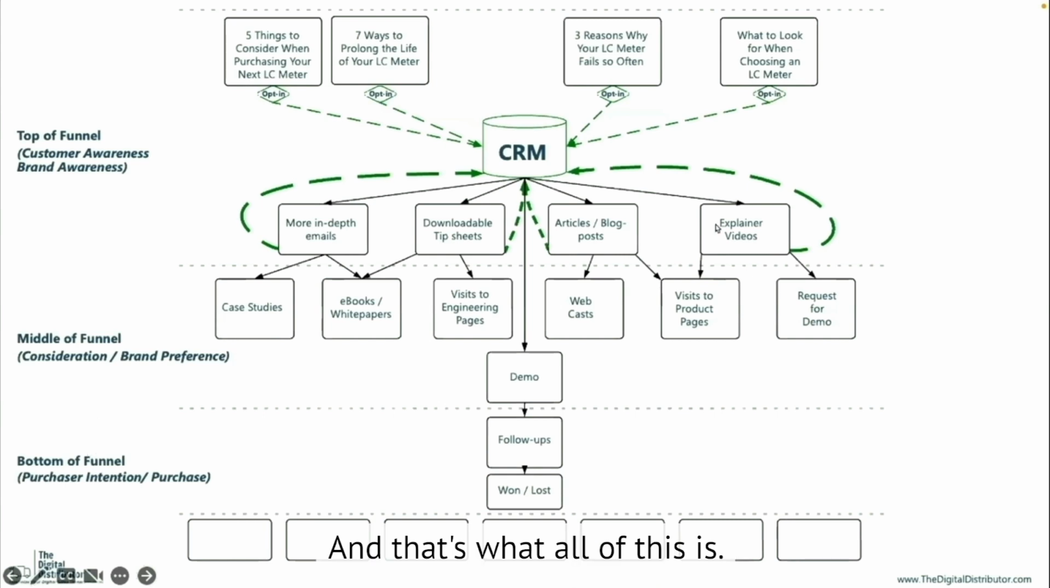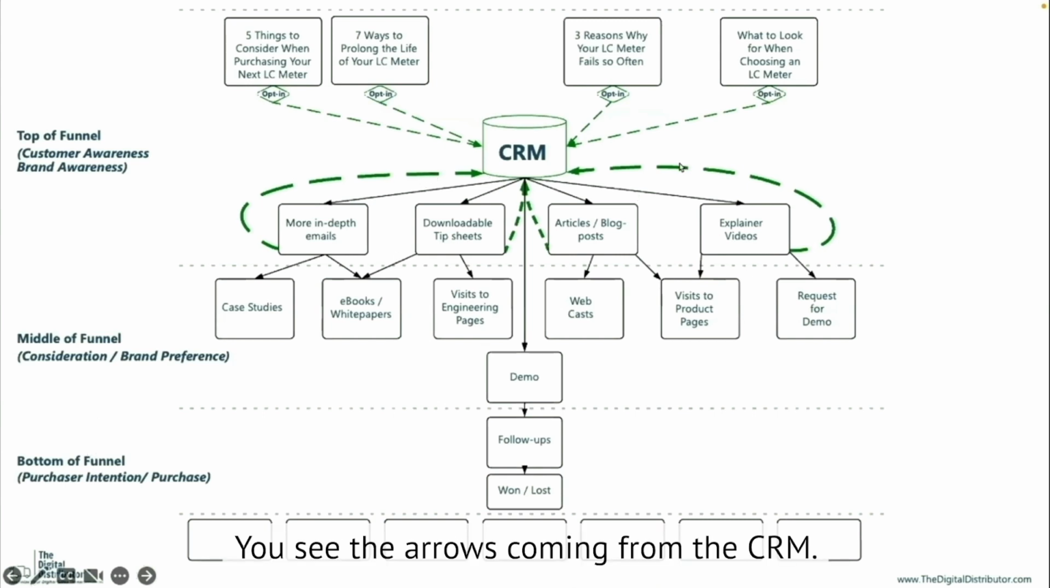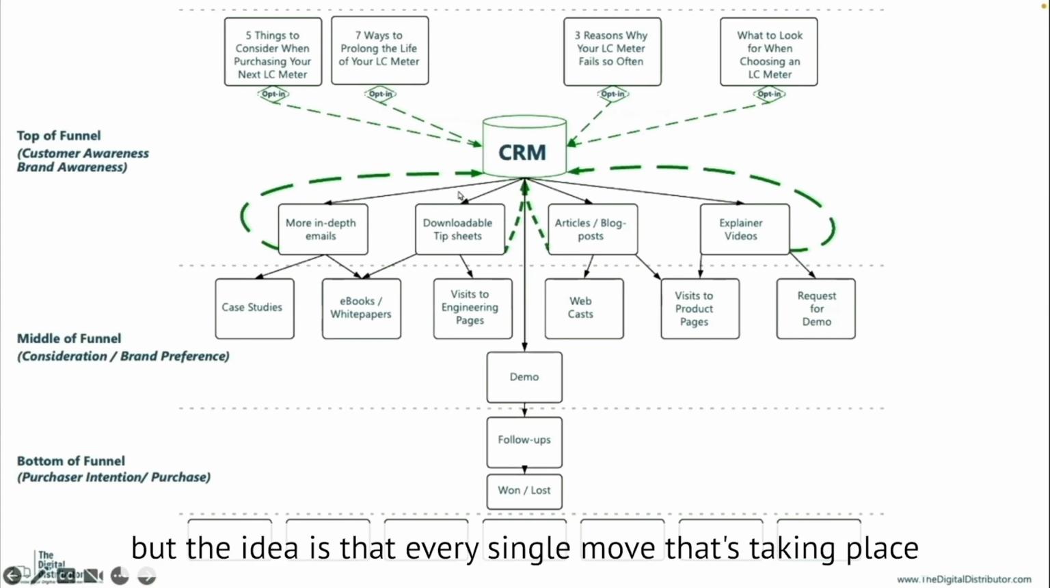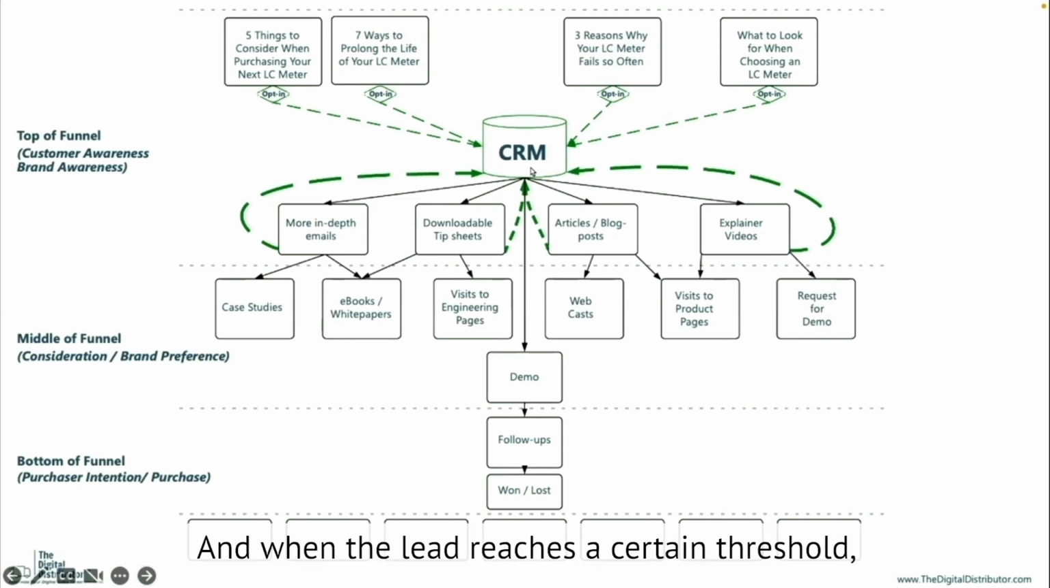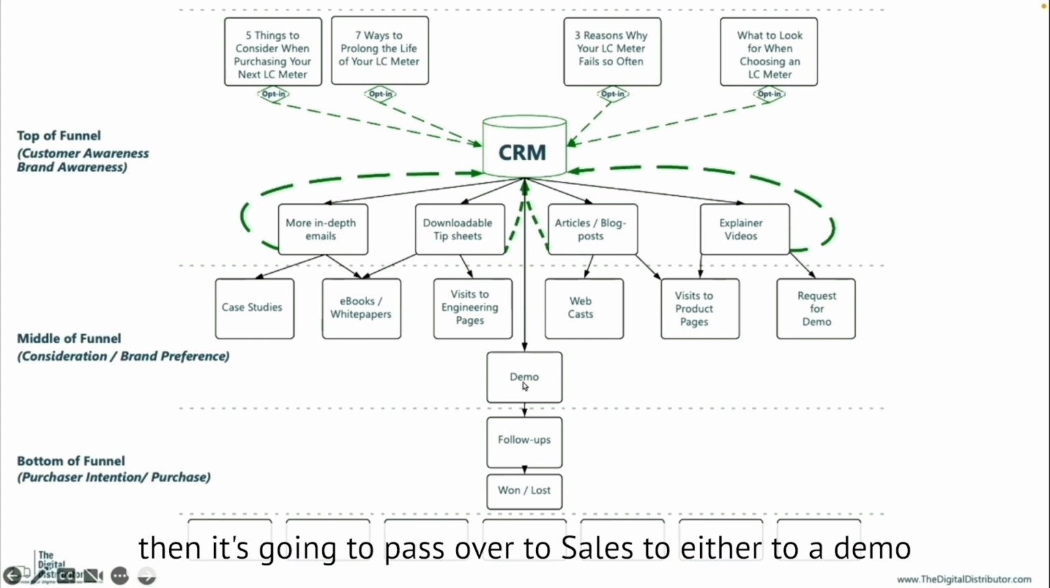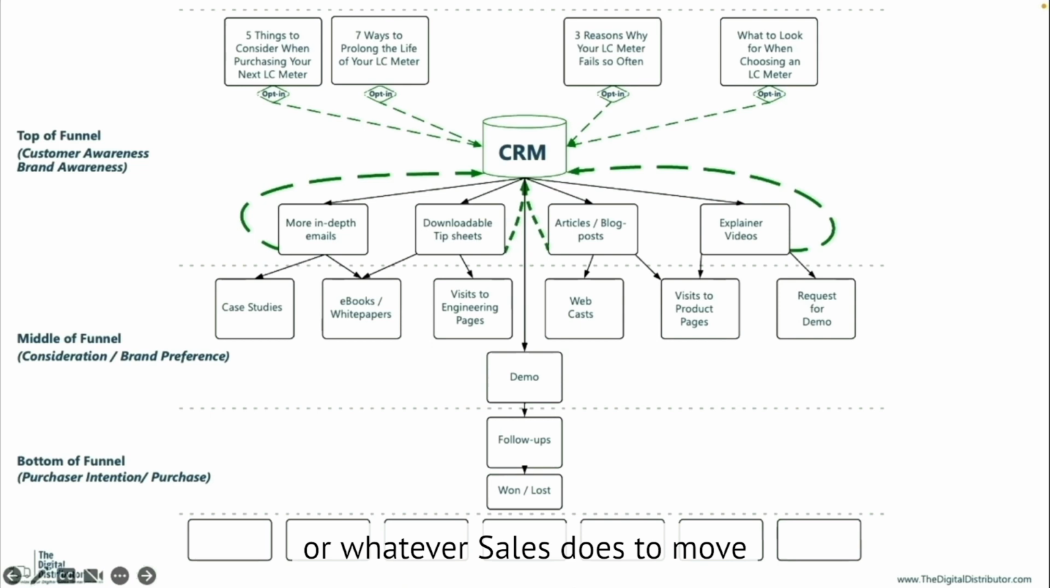And that's what all of this is. You see the arrows coming from the CRM. The arrows don't come all the way down here, but the idea is that every single move that's taking place, whatever they're opting in, whatever they're clicking on, all of that goes into the CRM. And when the lead reaches a certain threshold, then it's going to pass over to sales to either do a demo or whatever sales does to move someone into a purchase.